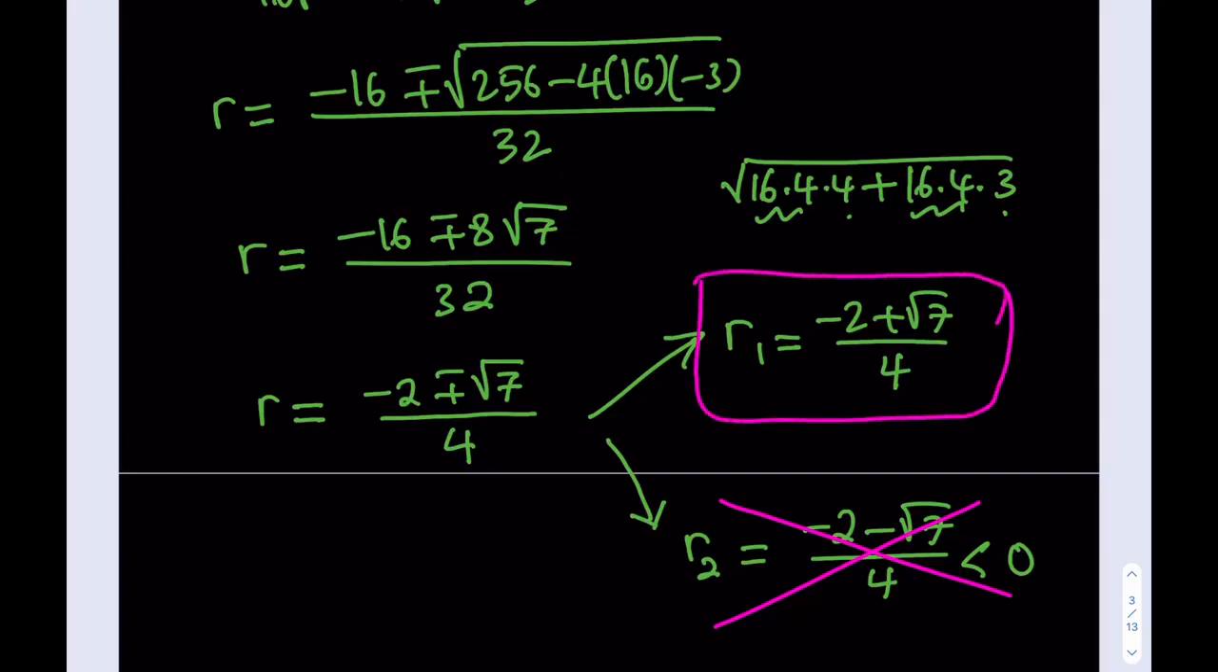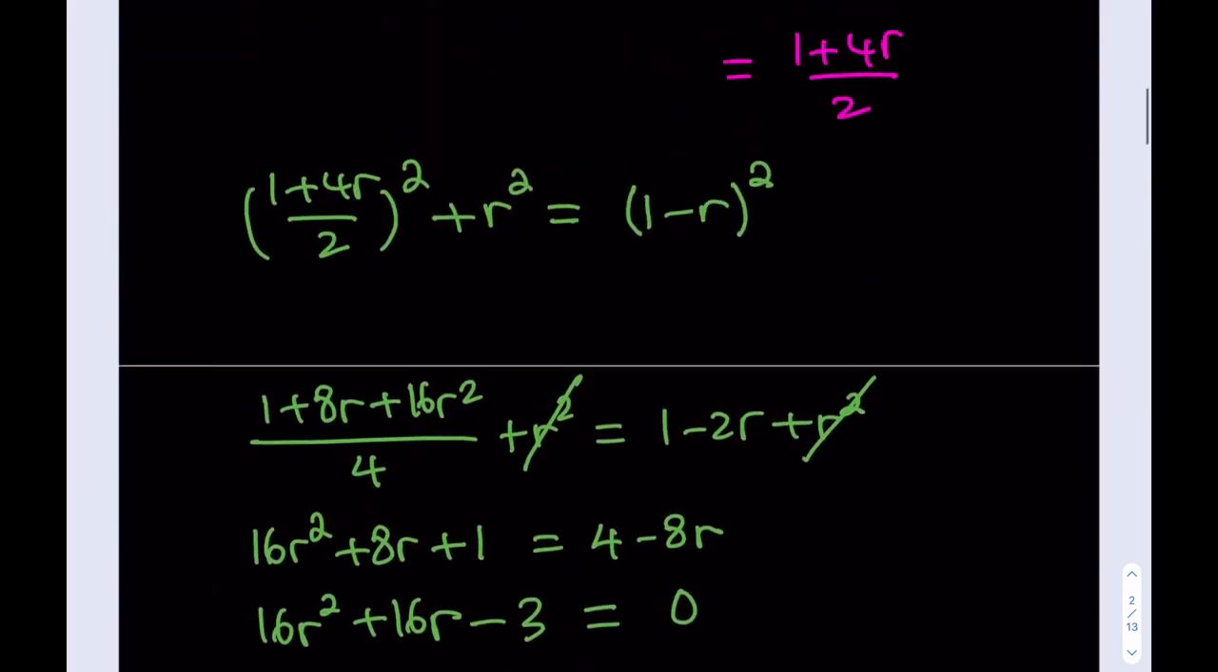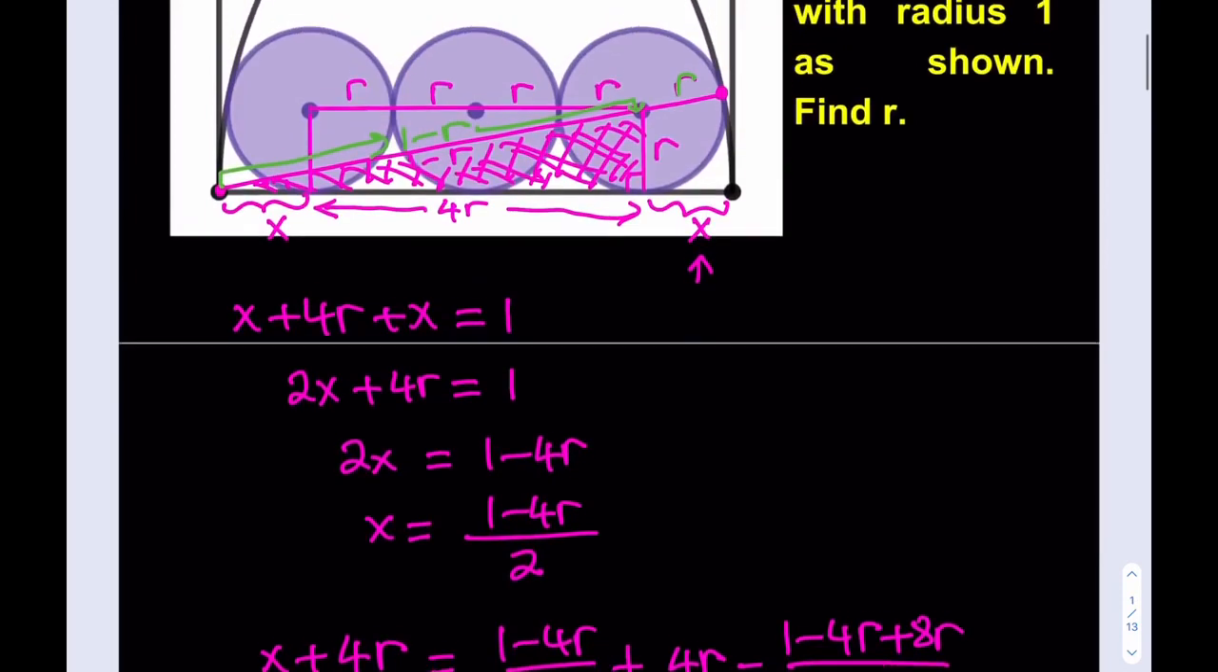You can also call that R, I guess, because we said that finding R was our goal. So I'm going to write it as R here. So this checks and this doesn't. So this is going to be my answer, the radius of the circles. Square root of 7 minus 2 divided by 4. And that will be the radius of each of these circles here.